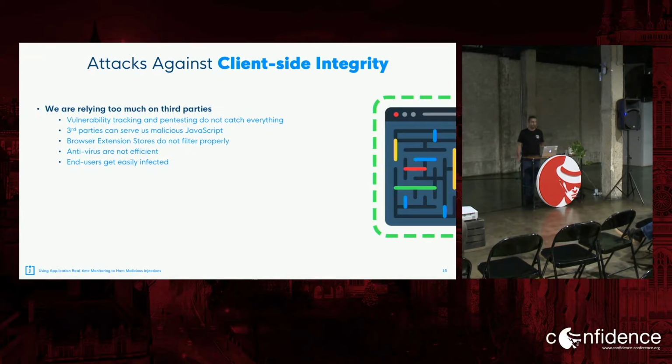So what are the main takeaways from this? Basically, that we are relying too much on third parties. For vulnerability tracking, you need the people developing it to keep up with the rules and update them as quickly as they can, and all the researchers involved to keep up, discovering things.